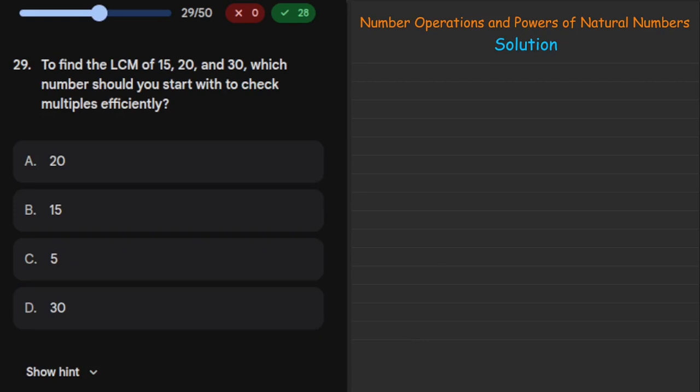So question number 29. It says if you wanted to find the LCM of 15, 20, and 30, which number should you start with to check multiples efficiently? Well, if you want to use the method where we list out all the multiples, it is always advisable you start with the biggest one, because with the biggest one you get a range of values that you'd be testing the smaller ones from.